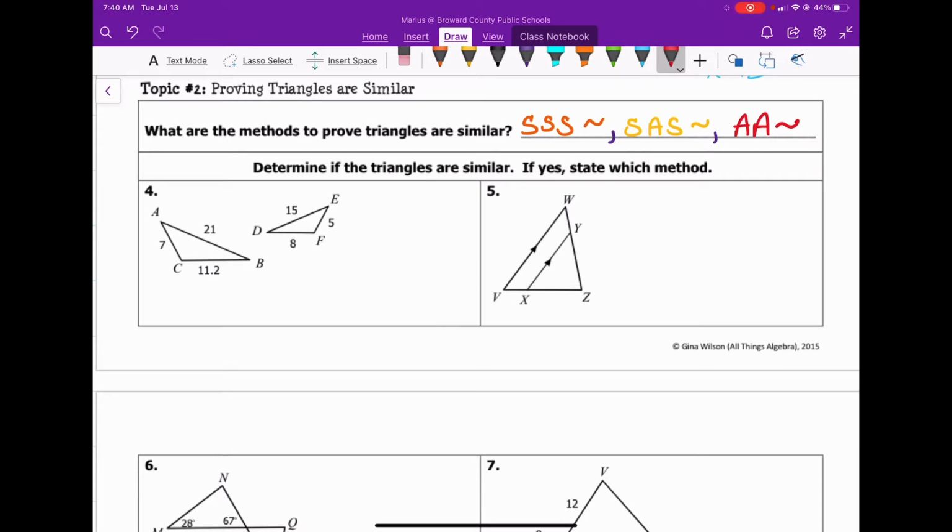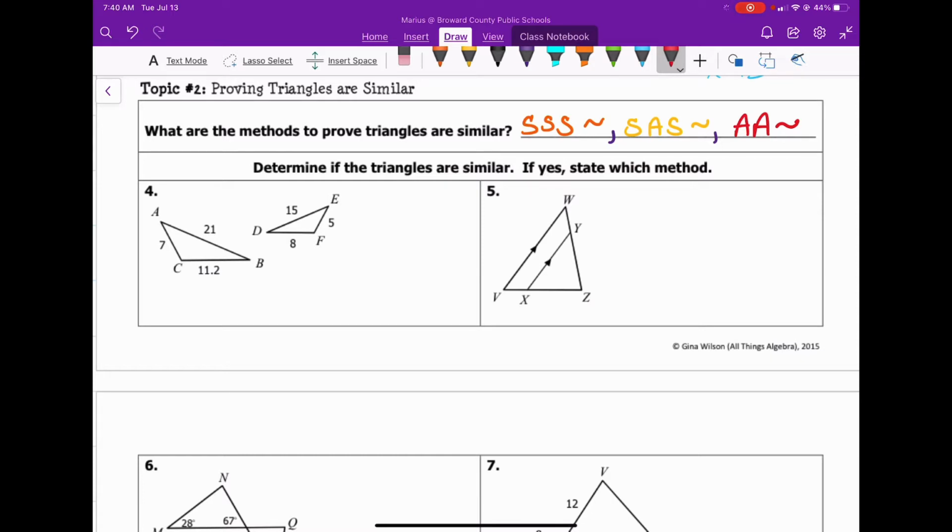And today we're gonna review another geometry topic about similar triangles. And in this video, we're gonna actually be proving whether the triangles are similar or not. So there are three methods to proving if triangles are similar. Side, side, side is one. Side, angle, side is another. And the last one is angle, angle.